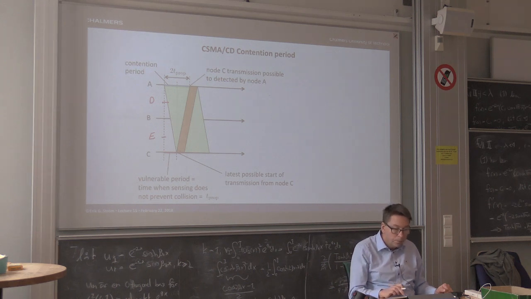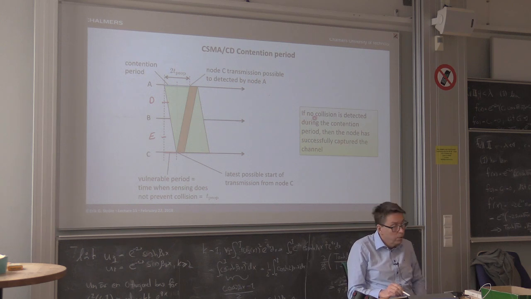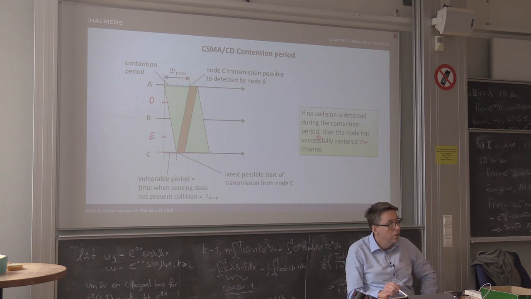Okay. So the upshot of this is that if no collision is detected during the contention period, the transmitting node for sure owns the medium. It has captured it, because every other node will have learned about its transmission, and there will be no collisions. So if no collision is detected during the contention period, the node which started to transmit has successfully captured the channel. It won the contention, it won the competition.